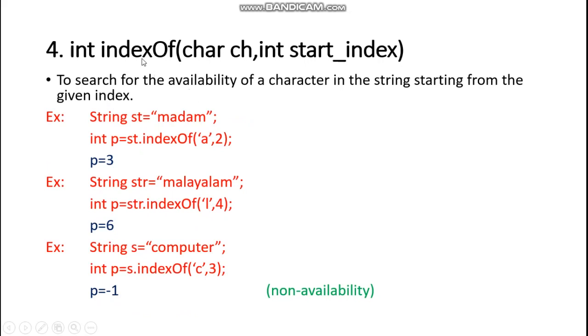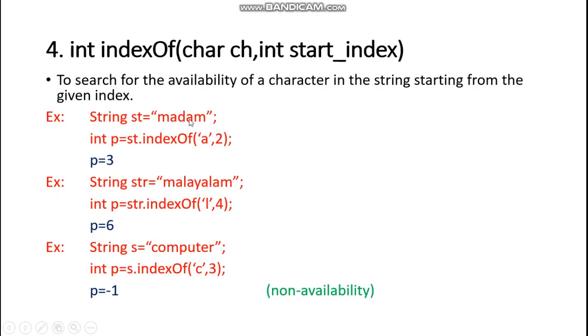And the next one is indexOf with two parameters. One is the character and one is the starting index. It is used for searching for the availability of a character in the string starting from the given index. So the starting index will be here. Here I am going to give the starting index as 2. So I am starting from 0, 1, 2. I am starting from D. Starting from D, I am checking whether A is present or not. Yes, A is present at which position? Third position.